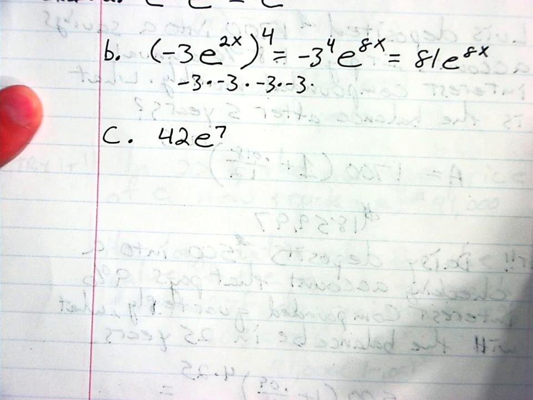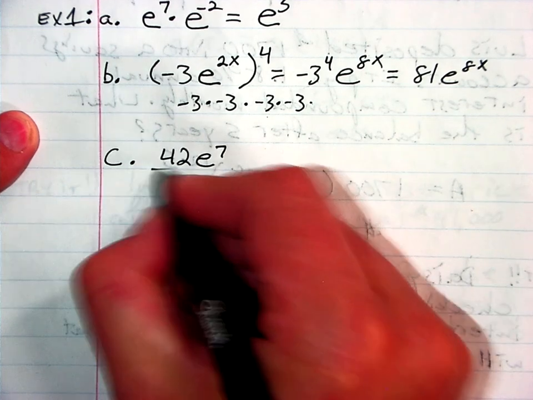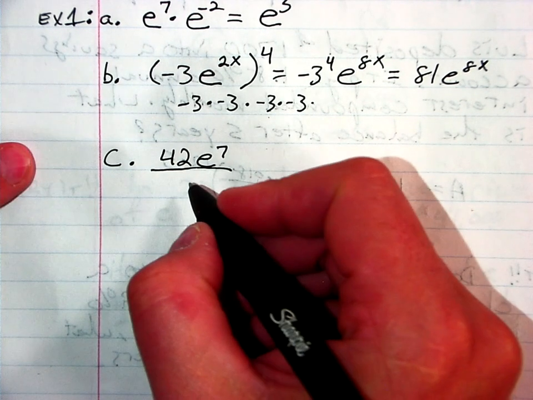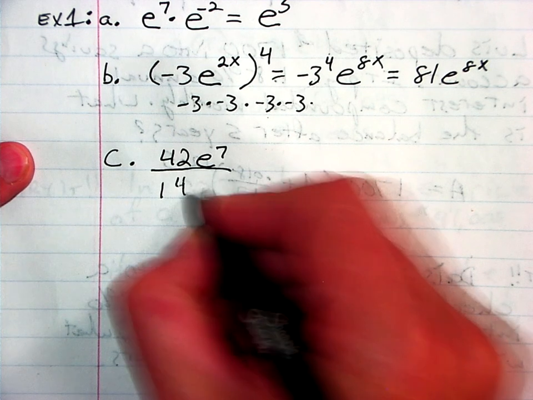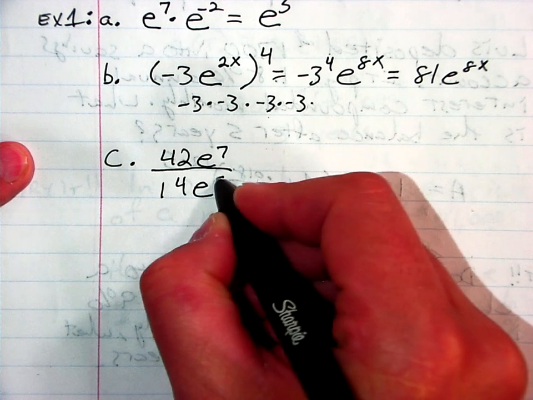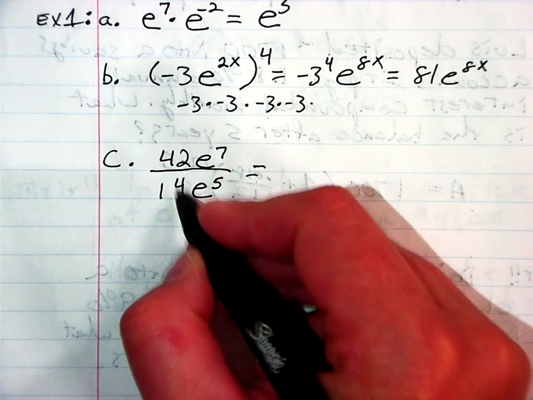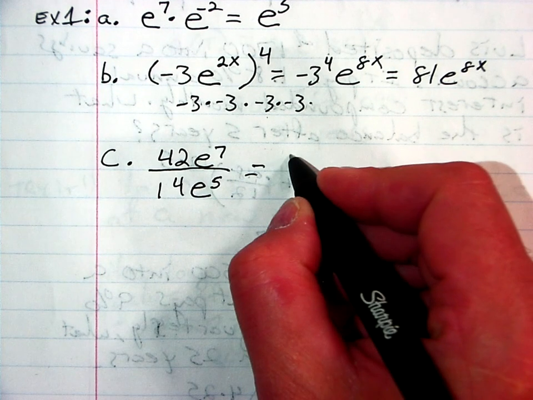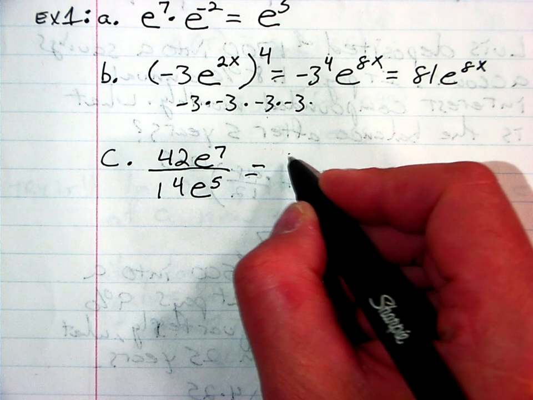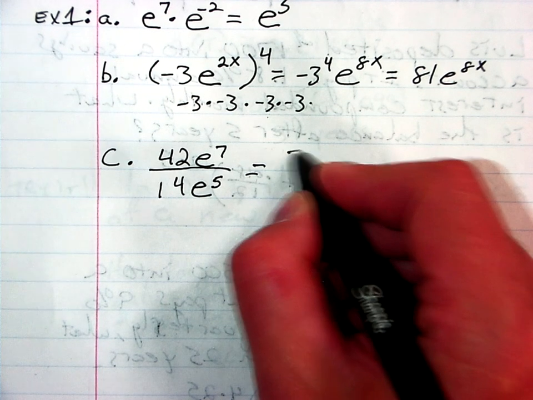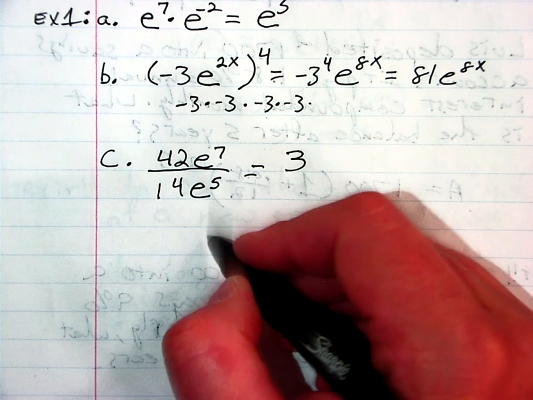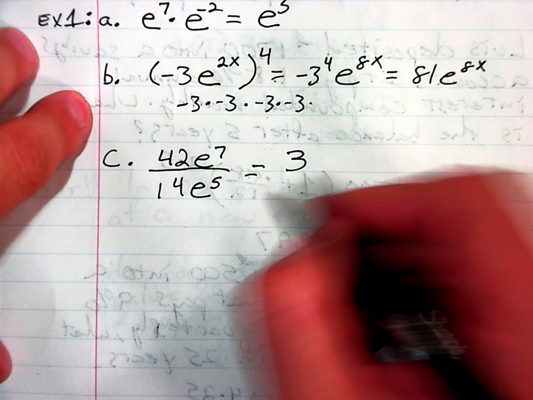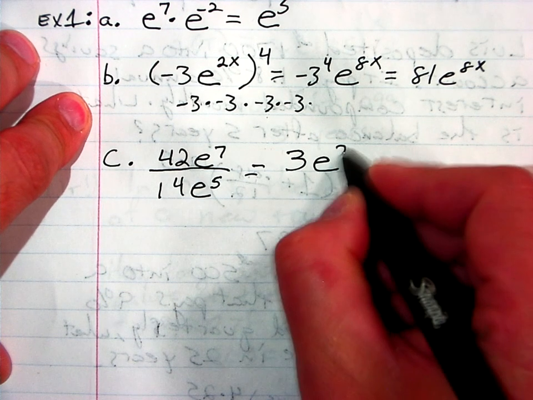42E7 divided by 14E5. 42 divided by 14 is, does anyone know? You have a calculator? If you don't, it's 3. And now we're dividing, so we subtract. What's 7 minus 5? And that's your final answer.